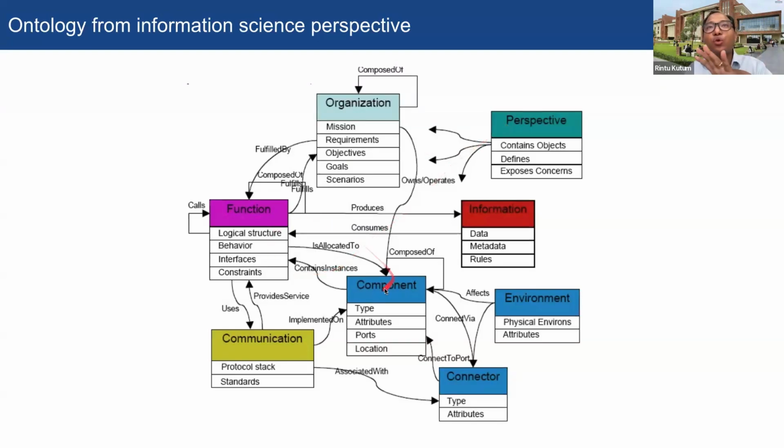what the mission, the requirements, the objectives, goals, scenarios, and different perspectives are for which the operation is there. And this is just to show you the relationship in any domain, for example here the information science domain, how things are interlinked and how different components come together with some kind of relationship that connects one component with the other component.